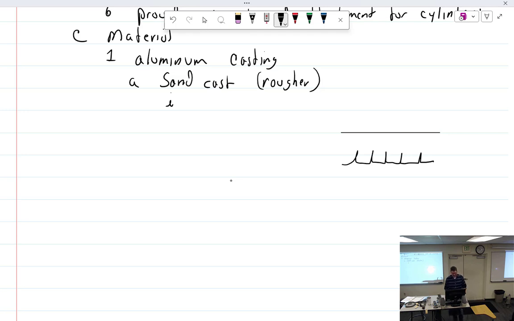Well, if that was the reason, they would have just put cooling fins on the engine. Well, they don't have to because it's so rough. Yeah. Why are they on the cylinders?